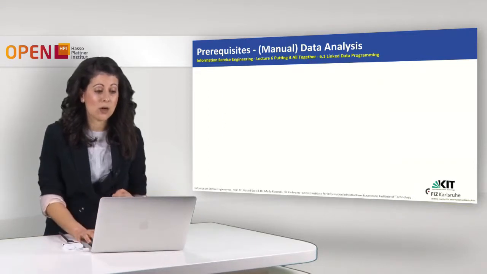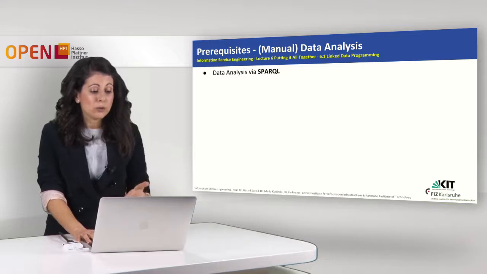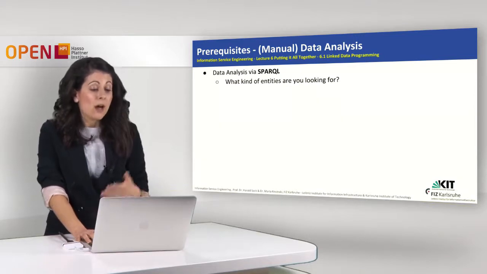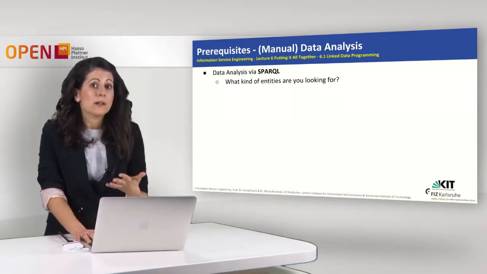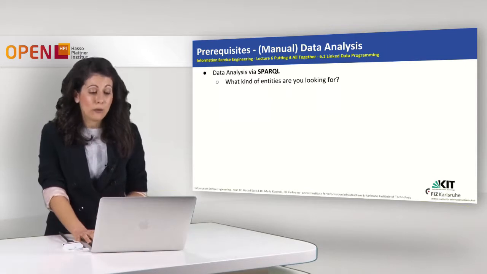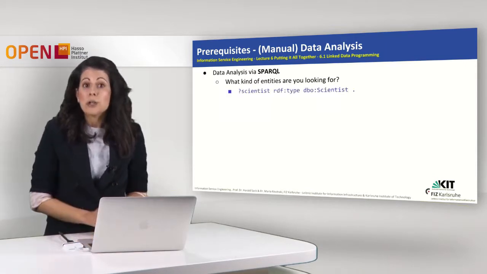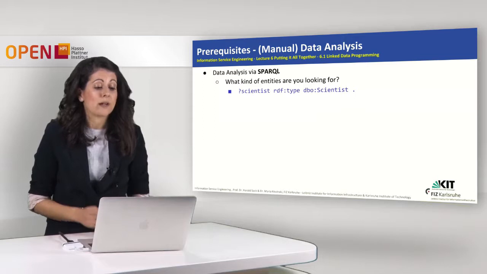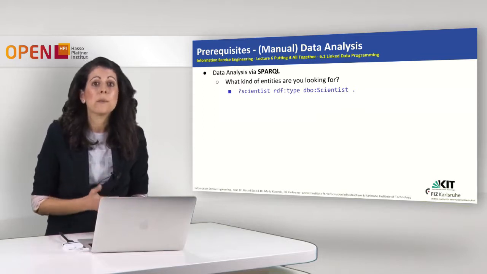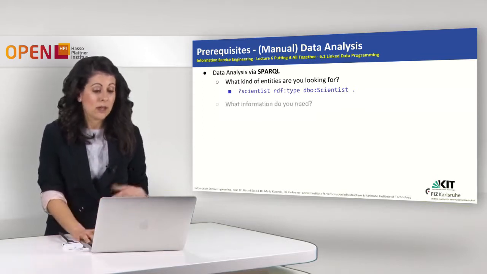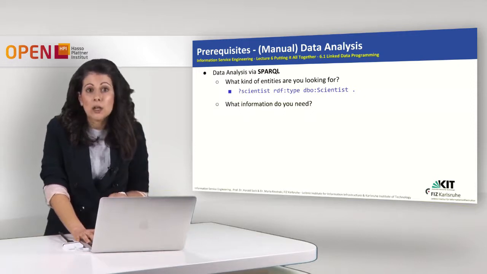After the manual evaluation, we want to analyze via SPARQL and get the data via SPARQL. So what do we want first? We want to determine what kind of entities we are looking for. We said that we are looking for scientists, so we say ?scientist should be of RDF type Scientist. Then, what other information do we need?